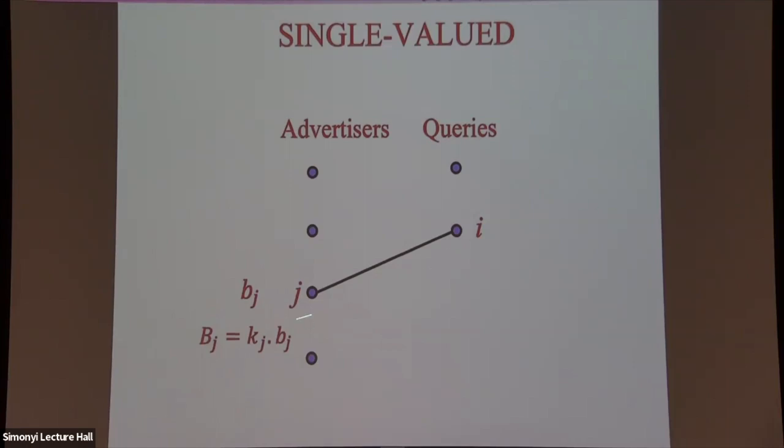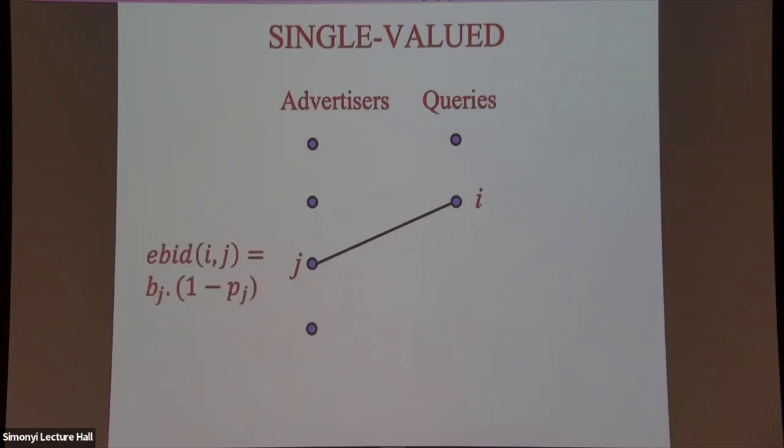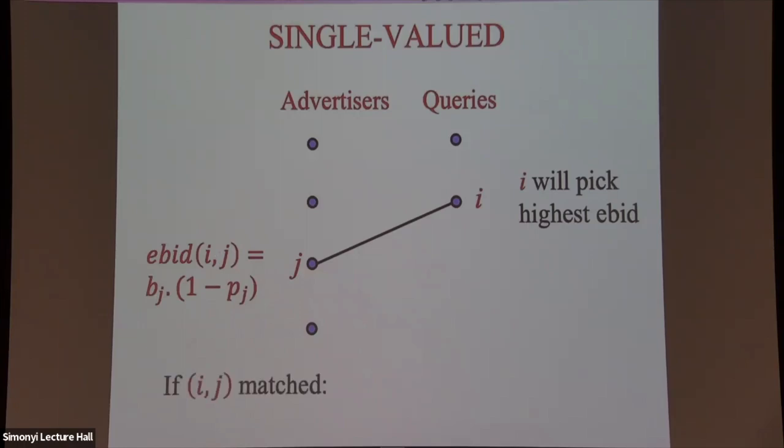A query comes, and he makes a bid of BJ, or he doesn't. Again, you flip coins, produce PJ as Avi just predicted, and you make an effective bid of BJ times 1 minus PJ. Remember, when the bids were 0-1, which is online matching, the bid was 1 minus PJ. Now it is BJ times 1 minus PJ. I will pick the highest bid. If I and J are matched, the revenue is increased by BJ PJ, and the utility of I is defined to be BJ times 1 minus PJ. Everything is generalized from online matching.